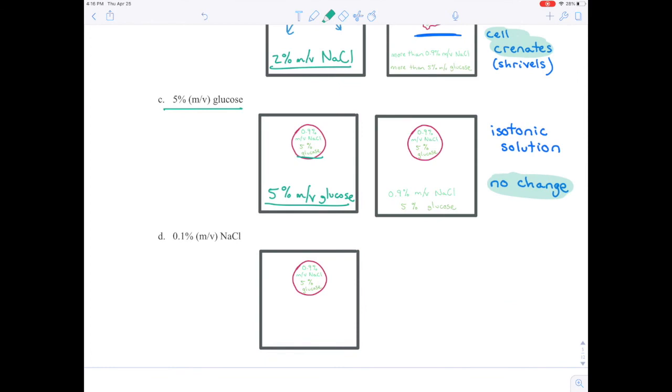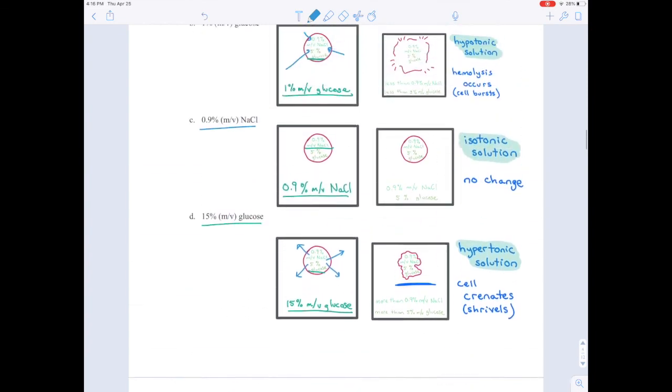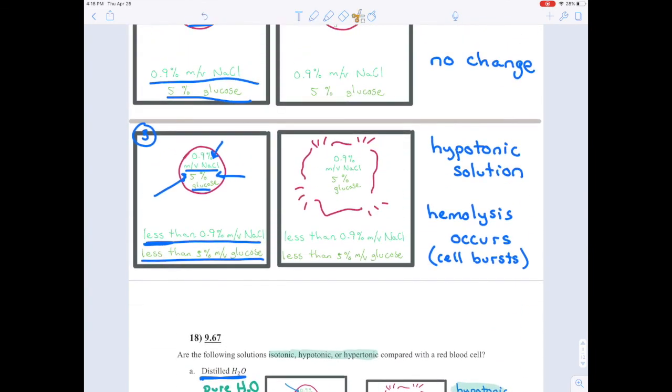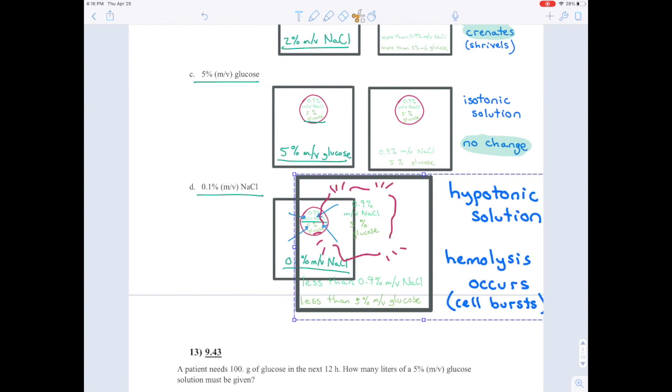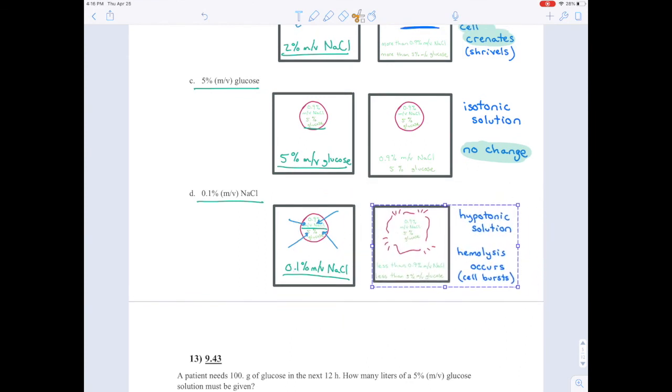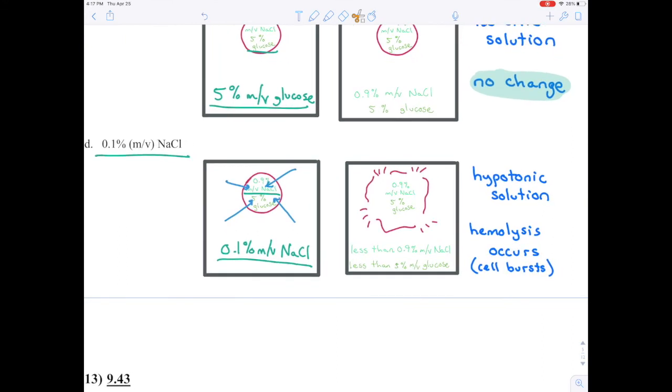For D, it says that you have a 0.1% mass volume solution of sodium chloride. So we have 0.1% mass volume for sodium chloride outside of the cell. We're going to compare that 0.1% with the 0.9% inside, which is bigger, 0.9%. So water follows the solute and goes where there is more. It goes toward the bigger number. And so it's going to rush into the cell until the cell swells and bursts open. And that was our third case here where you get hemolysis. So if that water rushes into the cell, then the cell swells until it bursts, and that is hemolysis.